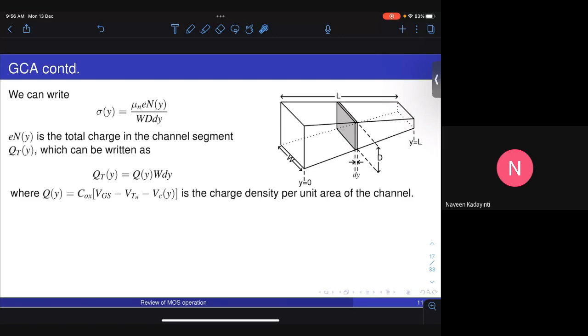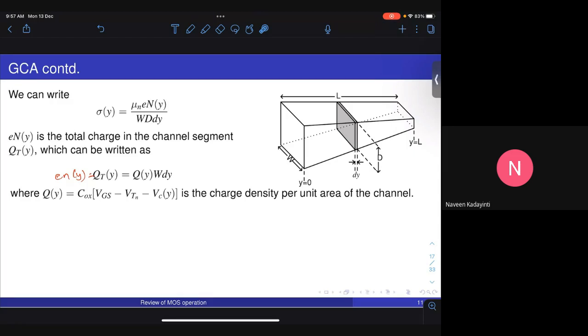Okay, so this Q_T of y, which is nothing but e into N of y, can be written as Q of y into W into dy. What is W? W is again the width of the channel, and dy is the length. So Q of y is the charge density.